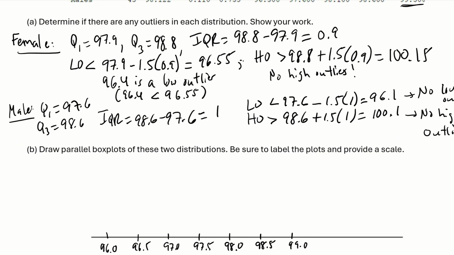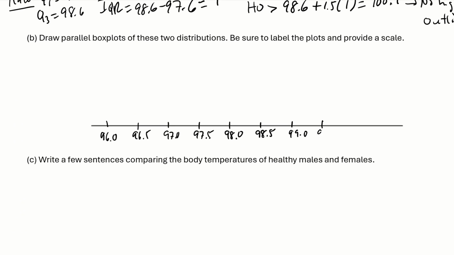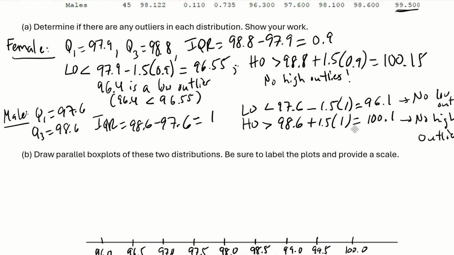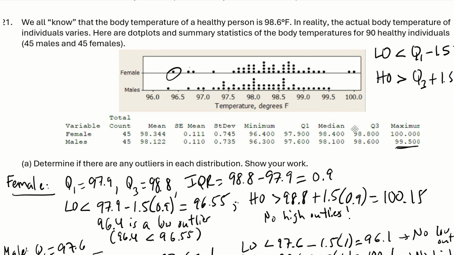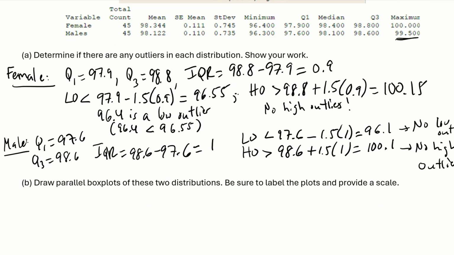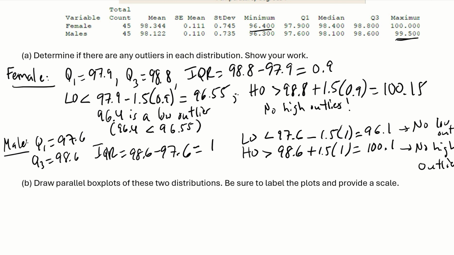And 9.0 all the way to 100. Okay, so we'll go up to 100. All right. Okay, so let's do the female on top and male on the bottom, just like they have it here. All right, so we got the minimum for females is 96.4.